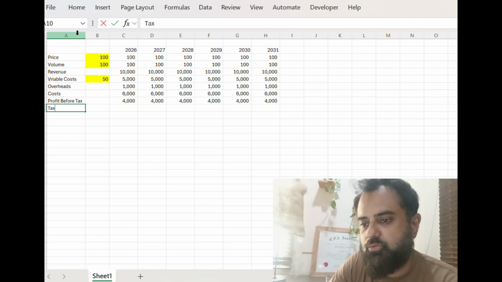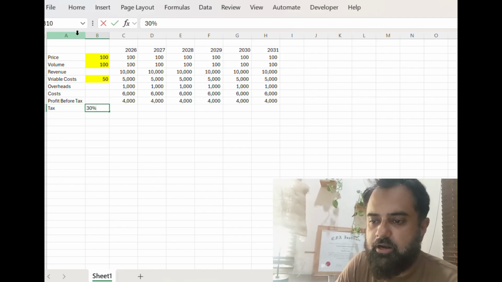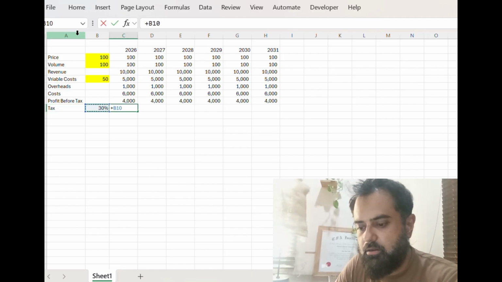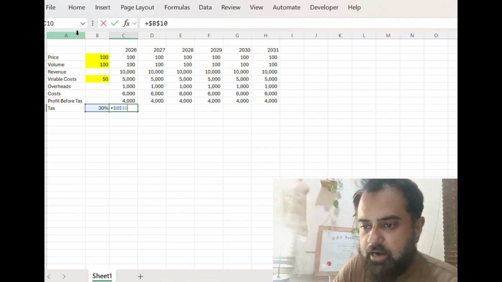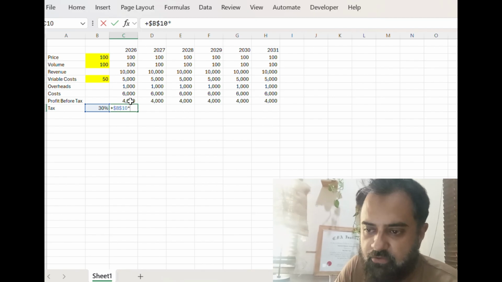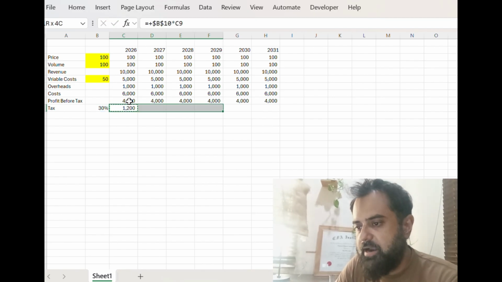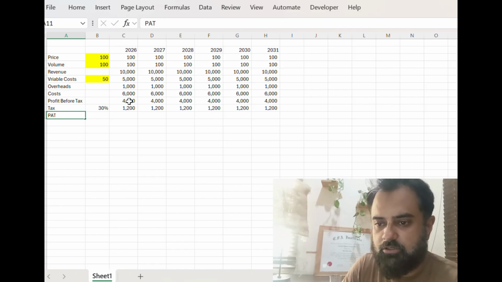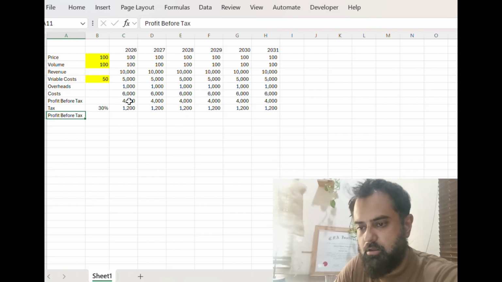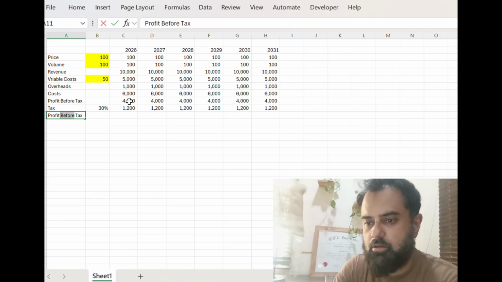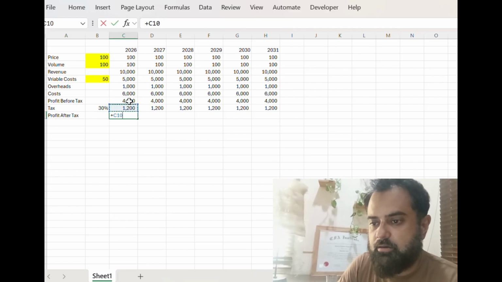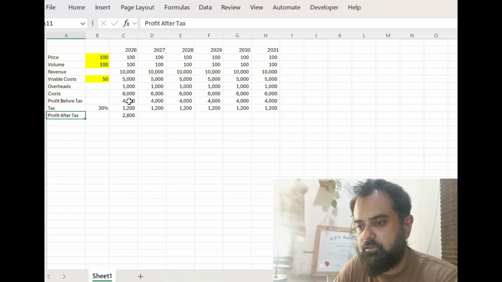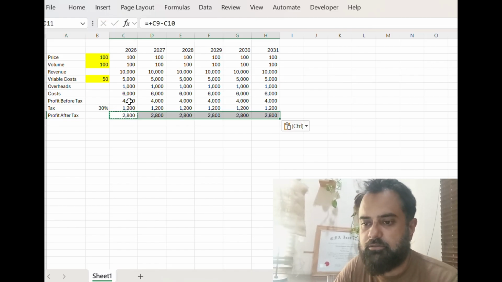Let's say there is tax as well, a 30% tax rate. So we multiply it by, we add the dollar sign to it and multiply it by the profit before tax, and that gives us the tax. Then we have the profit after tax, which is PAT for short. Let's write it in full. So we subtract tax from profit before tax, and we have the profit after tax.